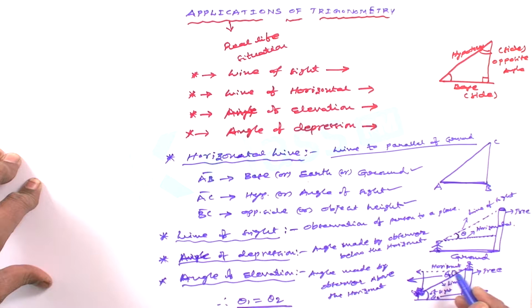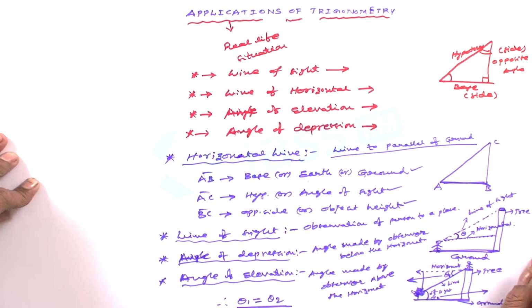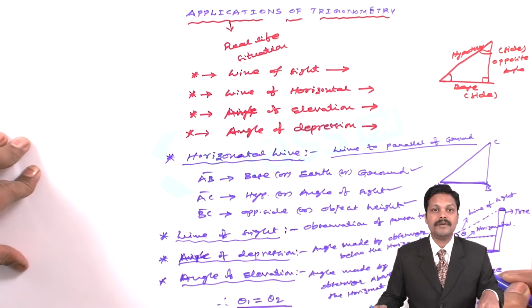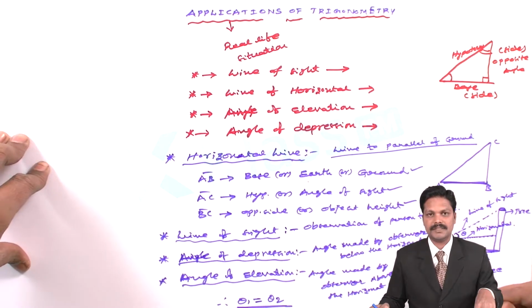Why? Because the horizontal line is parallel to the ground level, the ground or earth. So the line of sight forming here as a transversal, these theta 1 and theta 2 angles are alternate angles. That's why we are taking both the angles as equal. Whenever we take the angle of depression or the angle of elevation, both are acute angles only.